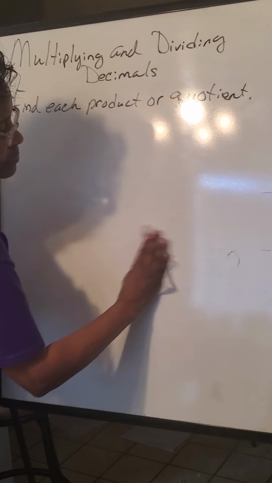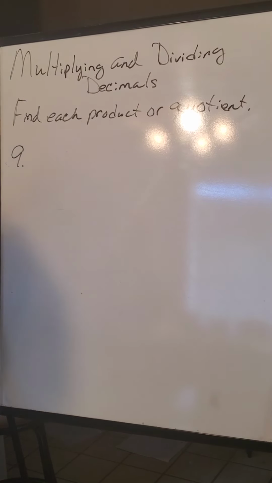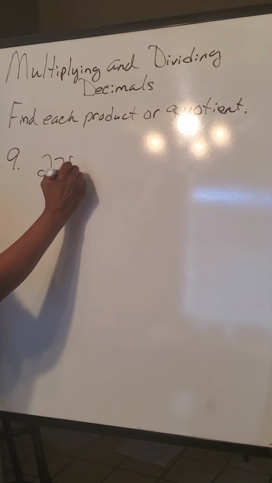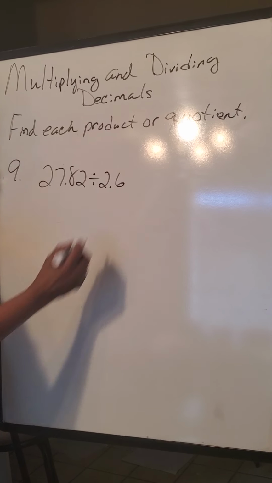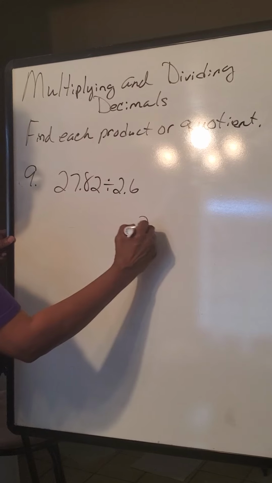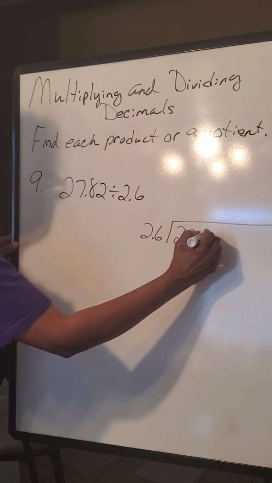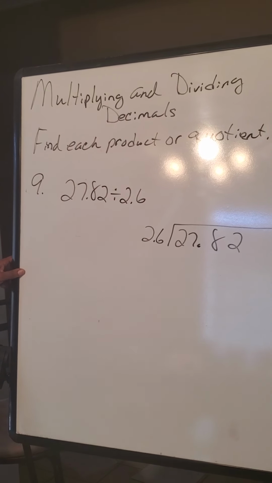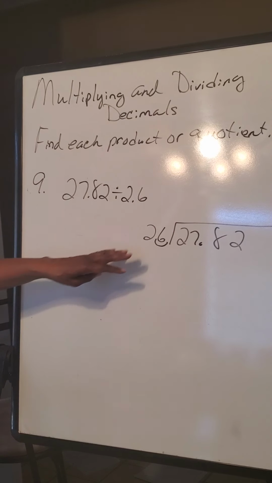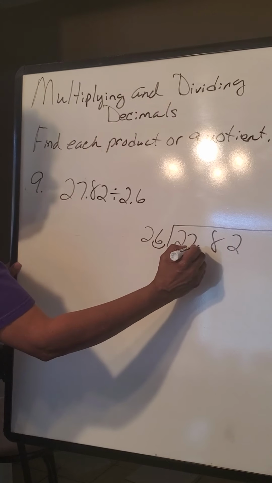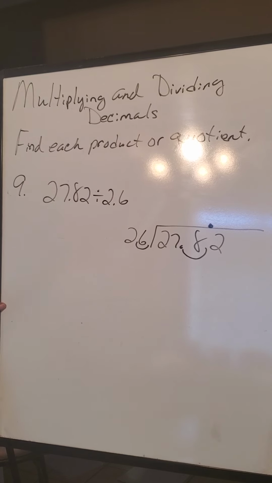Example 9. If we take 27 82/100 and divide it by 2 6/10. Again, my divisor is 2 6/10. My dividend is 27.82. Let's make our divisor a whole number, so I need to shift 1 place to the right. The number of places I shift in my divisor, I go to my dividend and shift one place to the right. My new decimal is here. Make sure you bring the decimal up in your quotient.